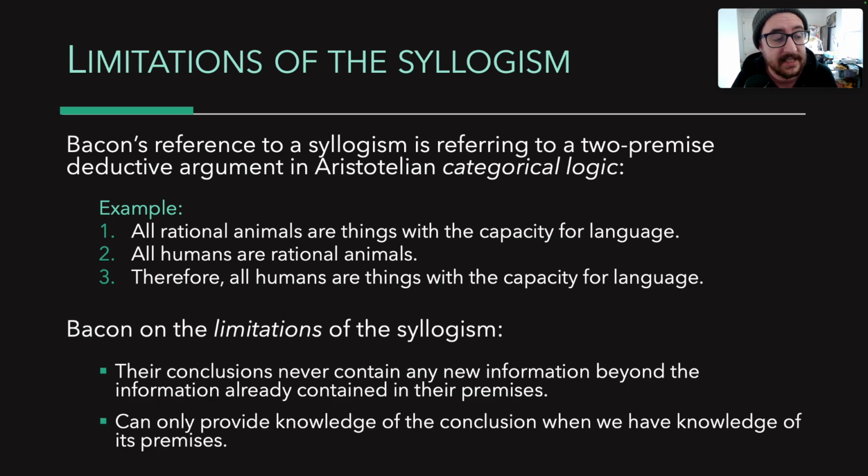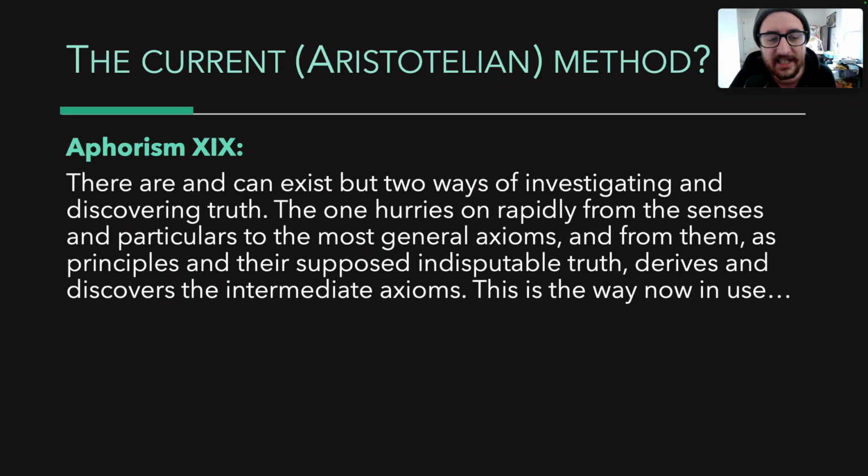But moreover, he says, this kind of argument can only provide knowledge of the conclusion when we have knowledge of its premises. It doesn't tell us how to discover the initial foundational premises, and so the syllogism cannot get us started in the sciences. And he says there are and can exist but two ways of investigating and discovering truth. He says the one hurries on rapidly from the senses and particulars to the most general axioms, and from them as principles and their supposed indisputable truth, derives and discovers the intermediate axioms. He says this is the way now in use, the way inspired by Aristotle.